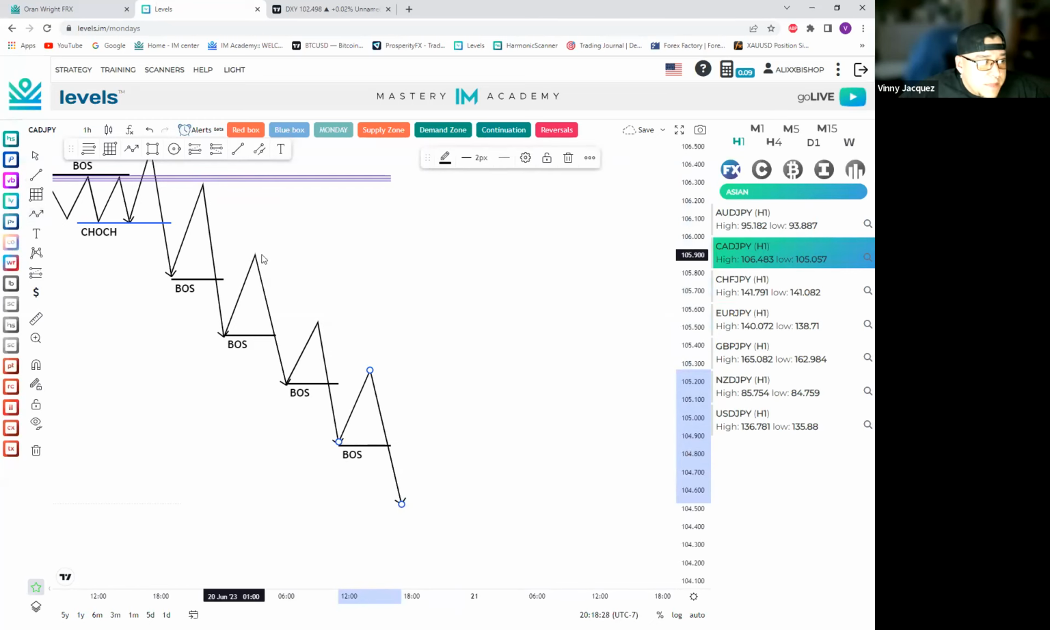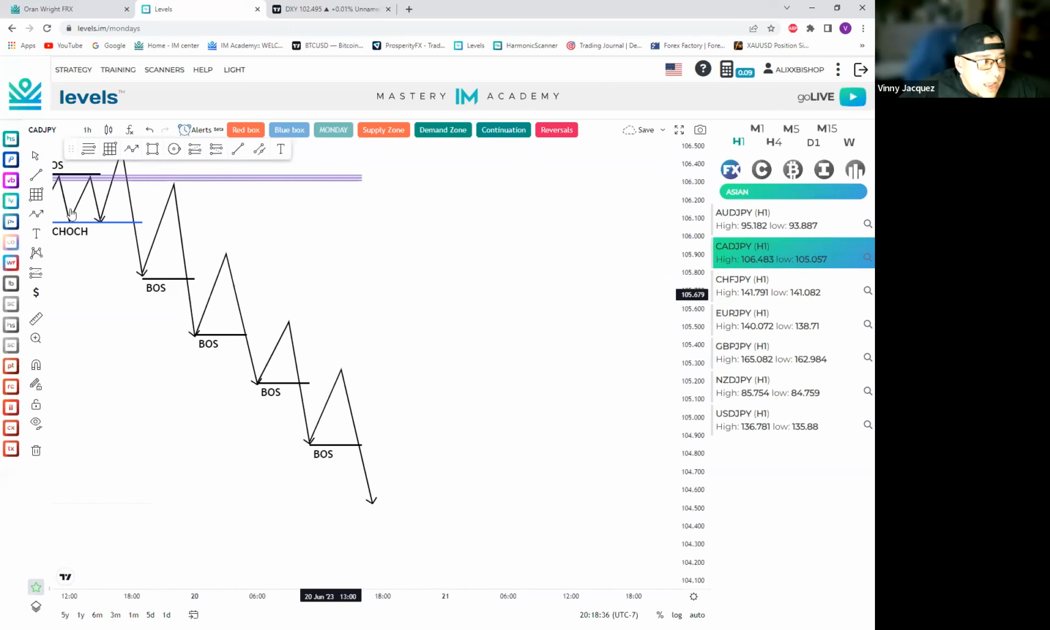Now, notice how all of these pullbacks, they never go above these highs. This one doesn't go above this one. This one doesn't go above this one, right? Now, once market shifts above this zone, boom, we now changed character because we changed from a downtrend to an uptrend. Give me a 5 if that's making sense.